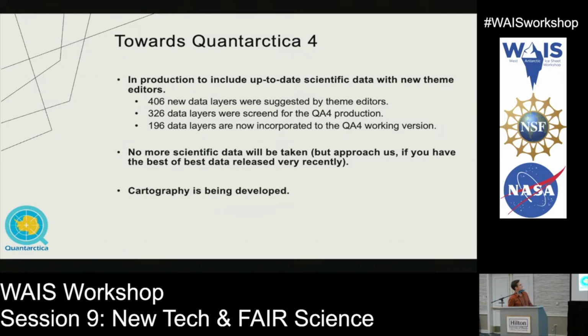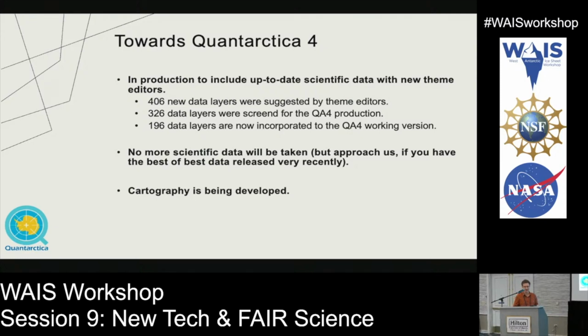So 406 new data layers were suggested by theme editors, 326 data layers were screened for Quantarctica 4, and now we've selected down to just under 200 that are actually being incorporated. I think the second bullet there is left over from SCAR, where we were still perhaps leaning on taking some new data sets, but I think we're making a cutoff pretty soon in terms of what could be included.